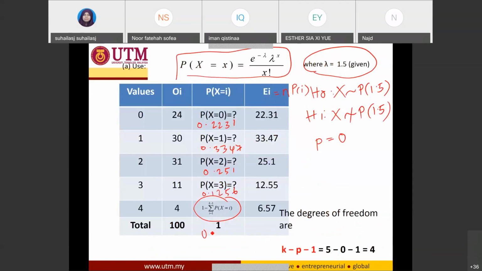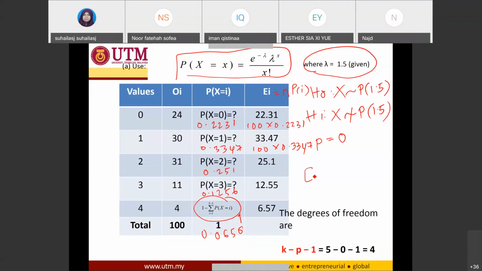And then you have 0.0656. Okay, for this one 0.0656. For EI, n times your probability. So that means 100 times 0.2231, 100 times 0.3347. So you will get the values: 22.31, 33.47, 25.1, 12.55, 6.57.